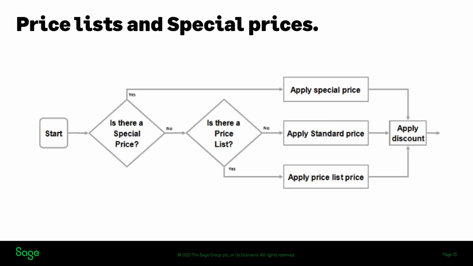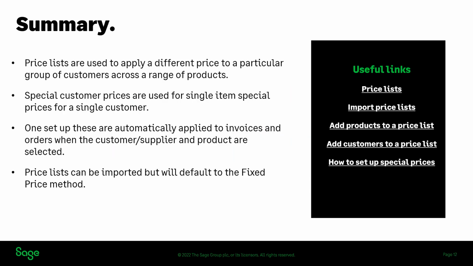If you've downloaded the handout, obviously it will include this information. So just quickly in summary, I'll try and pick up some of the other questions I've got in just a moment as well. Price lists are used to apply different prices to a particular group of customers across a range of products. Special customer prices might just be a one-off single item, although you can apply those special prices to each individual product for each individual customer.